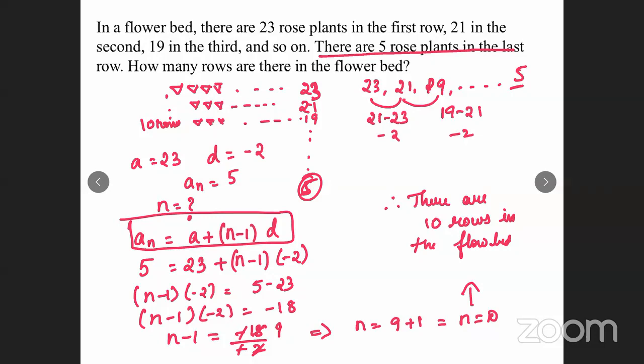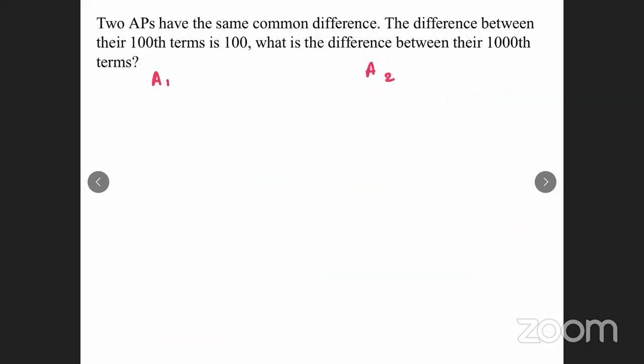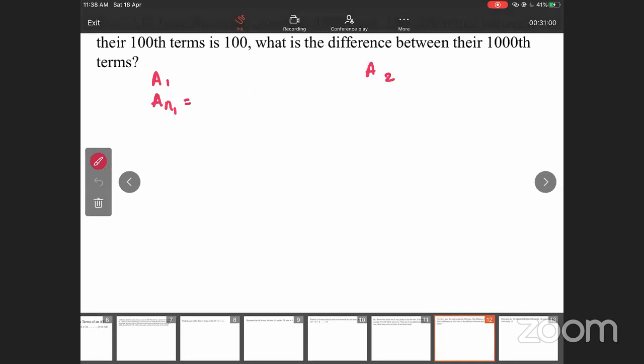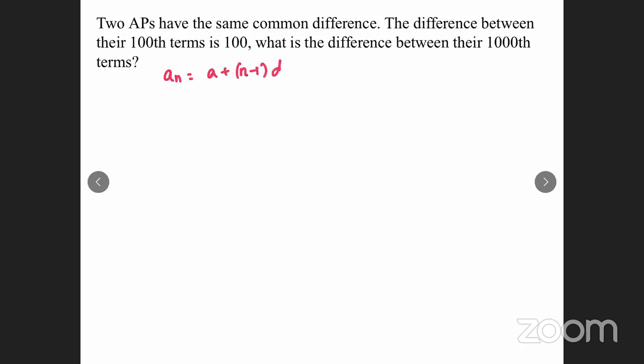Okay, we'll see some more questions. Two APs having the same common difference. The difference between their 100th terms is 100. Let us consider two APs, A1 as one AP and A2 as another AP. Both of them have the same common difference. We know that an is given by a plus (n minus 1) times d. So what will the 100th term be?